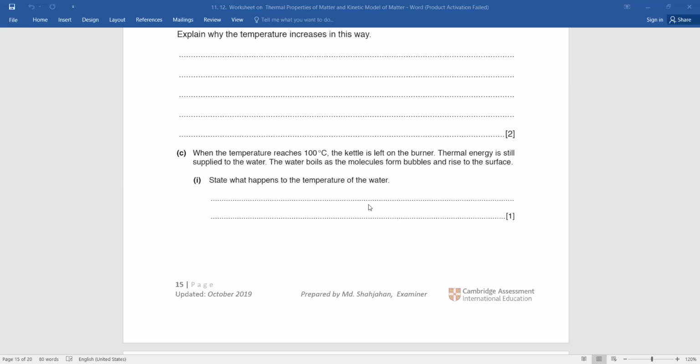The water temperature cannot be more than 100 degrees Celsius. If it is more than 100 degrees Celsius, it will be vapor, right? So, as they are asking about water only, our answer will be it will remain 100 degrees Celsius, or it will remain constant. Is it clear now?